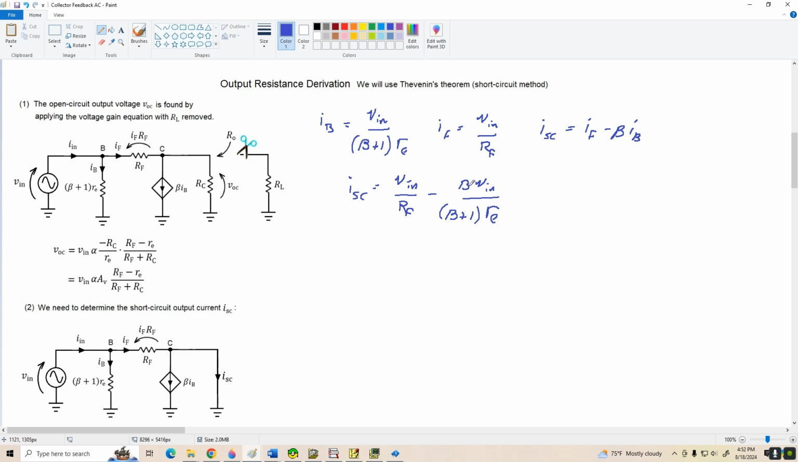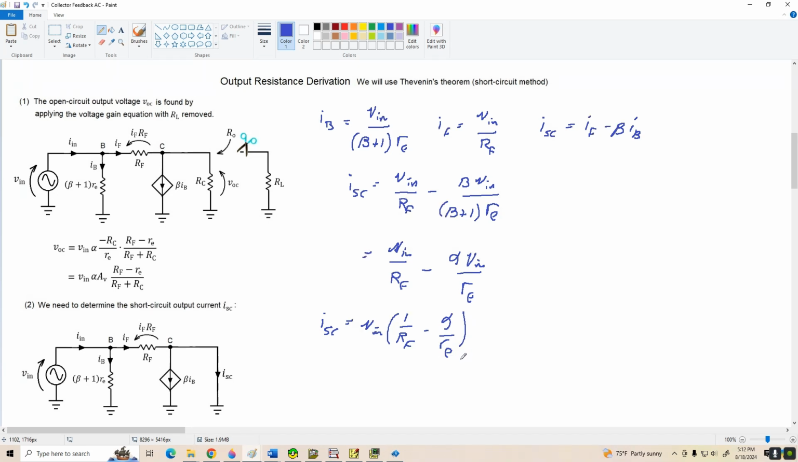And notice we could factor this out and call it alpha if we want to, and that would give us Vin over RF minus alpha times Vin over little re. And if we factor Vin out of this equation, we get I sub SC equals Vin times 1 over RF minus alpha over little re.